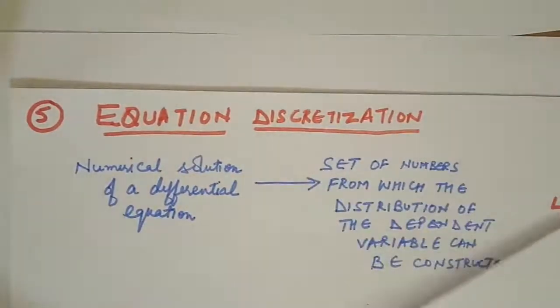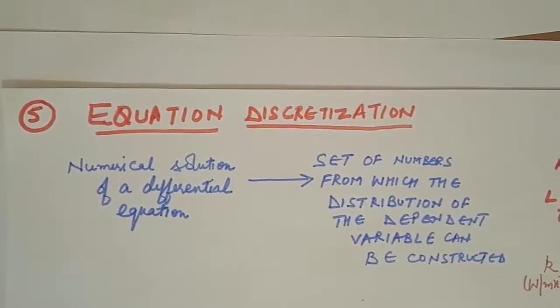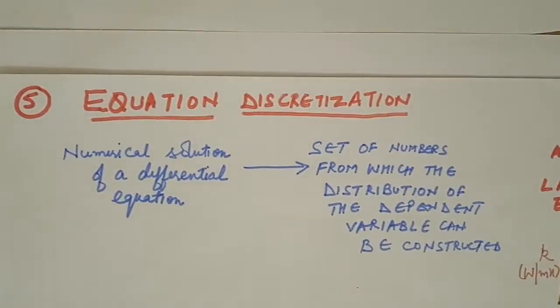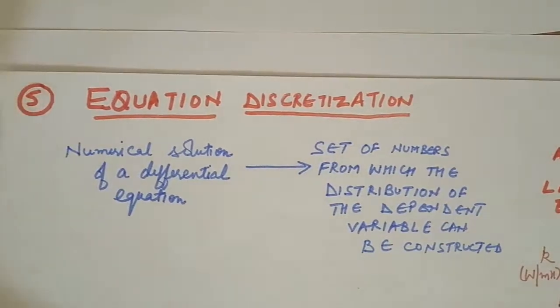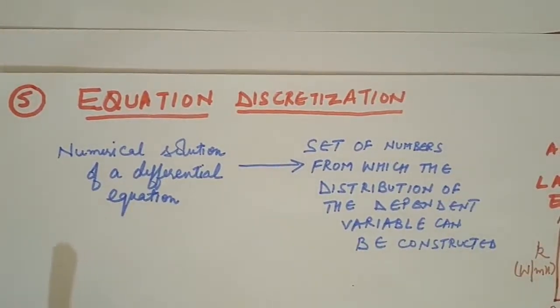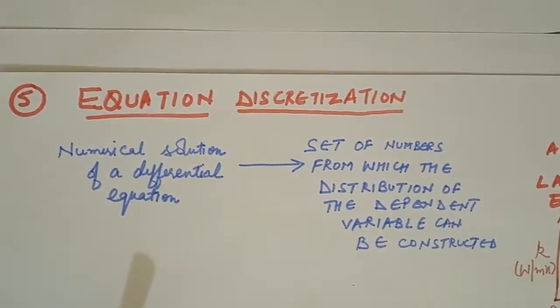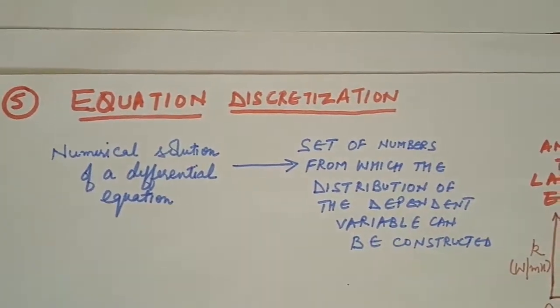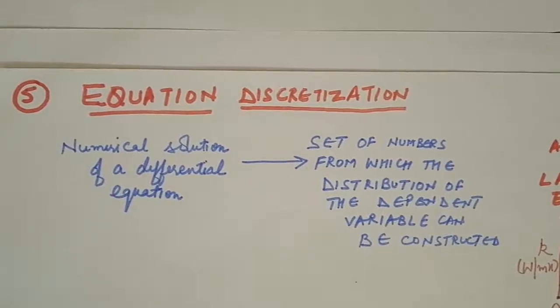So we have been dealing with numerical solution of a differential equation. Numerical solution of a differential equation actually means that we are interested in a set of numbers from which the distribution of the dependent variable can be constructed. Now, if we had an exact solution for the differential equation, then there was no requirement to find a numerical solution. So that is the first thing. These are only to be used when we don't have an exact solution for the differential equation.